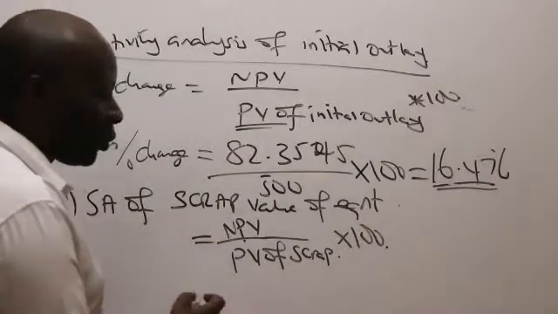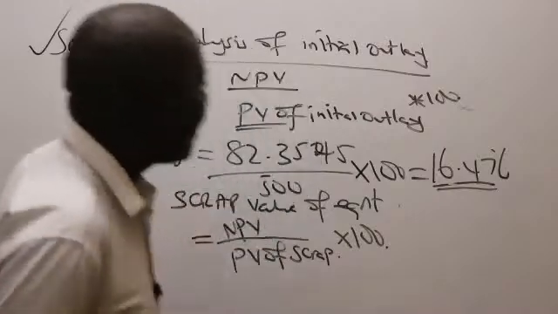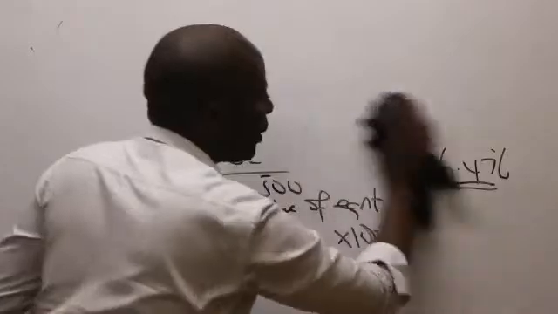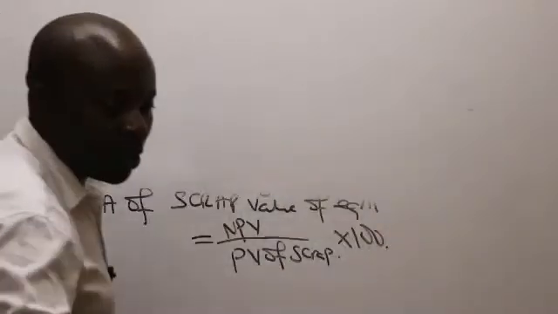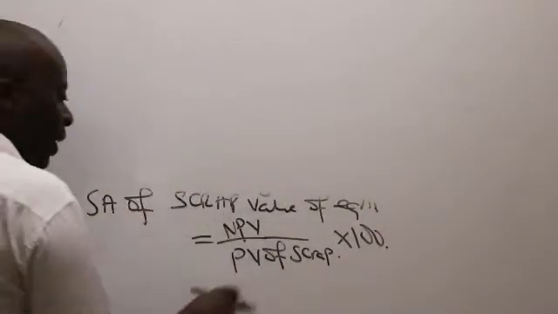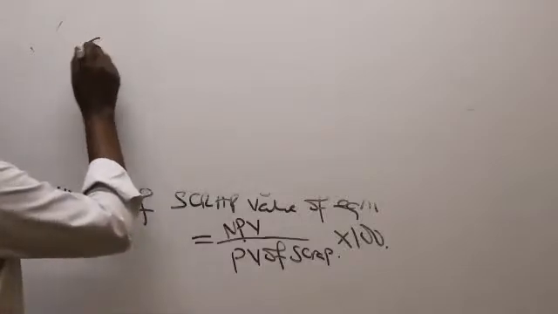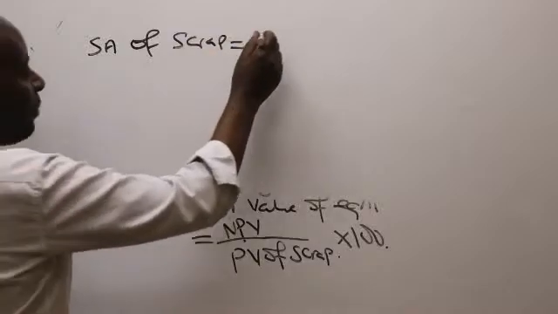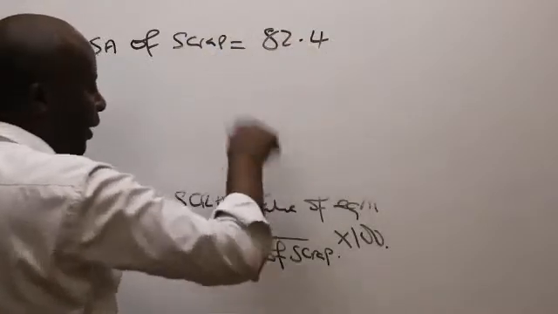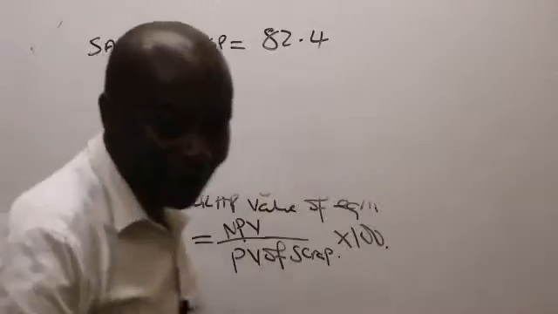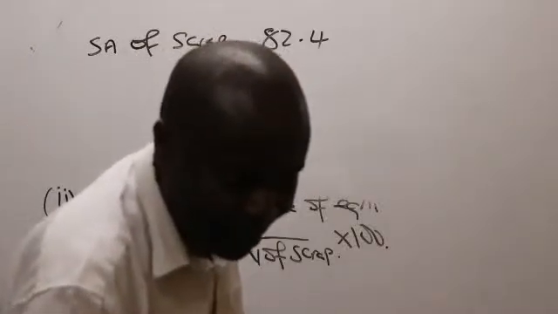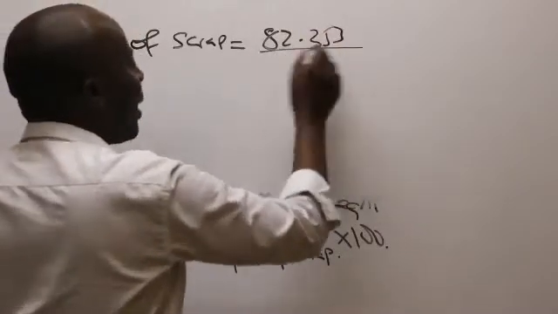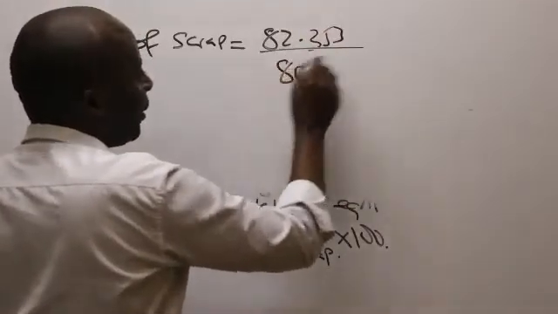I know the net present value that we got up there, I don't have a problem with it whatsoever. I'll be using it throughout. So in this case, the sensitivity analysis of scrap will be the NPV, which was 82.353, divided by the scrap value of 80, times 100.